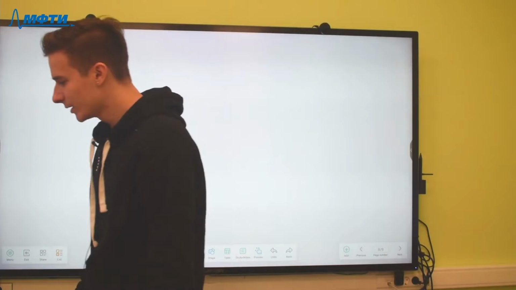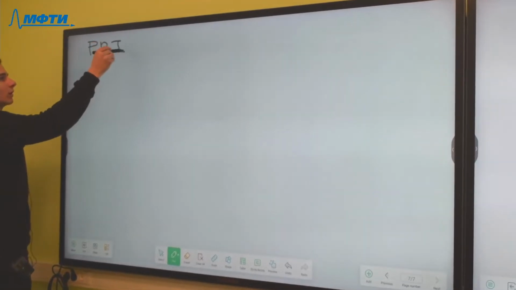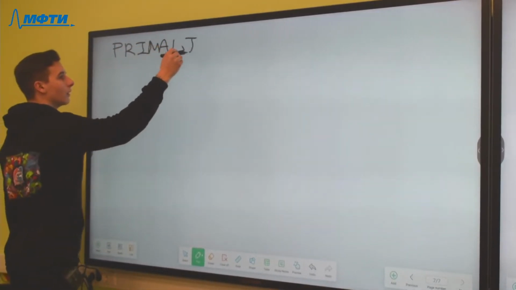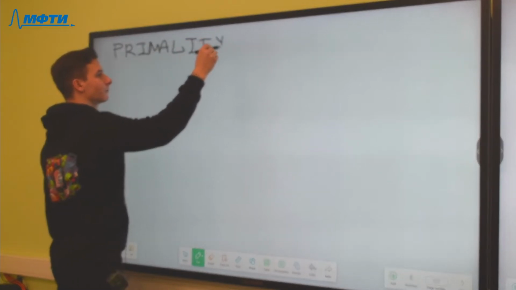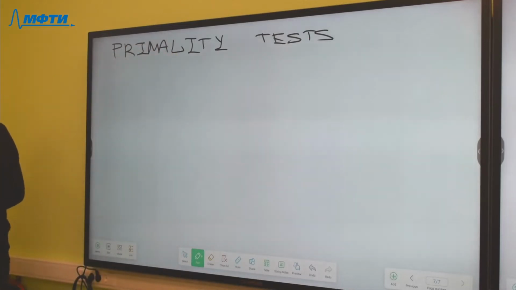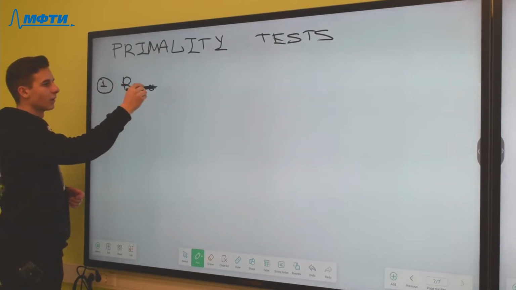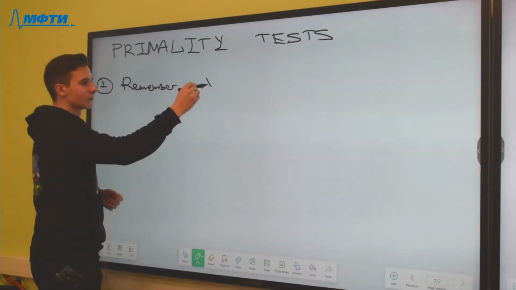Firstly, we talk about primality tests and connection with the modular arithmetic. Do you have any subjects with algebra and number theory? Okay, and you know what is the Fermat-Little theorem? So firstly, we remember modular arithmetic.